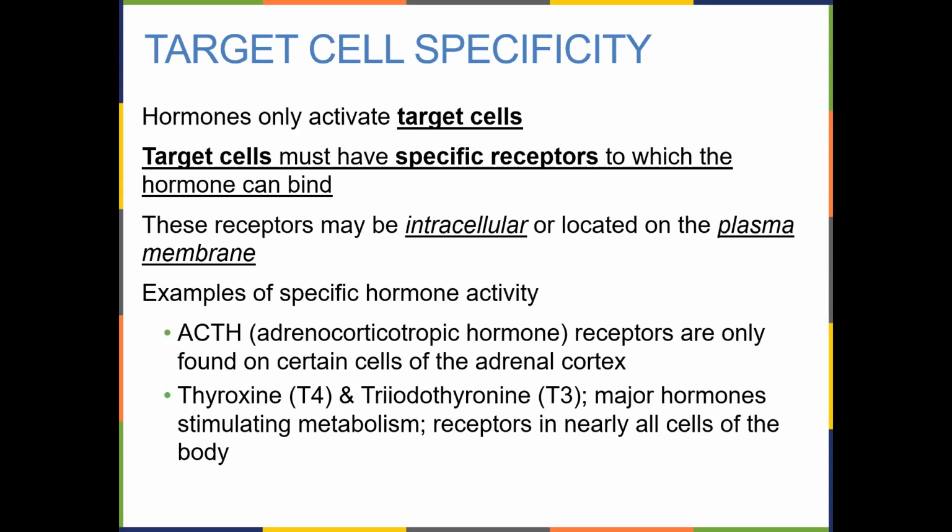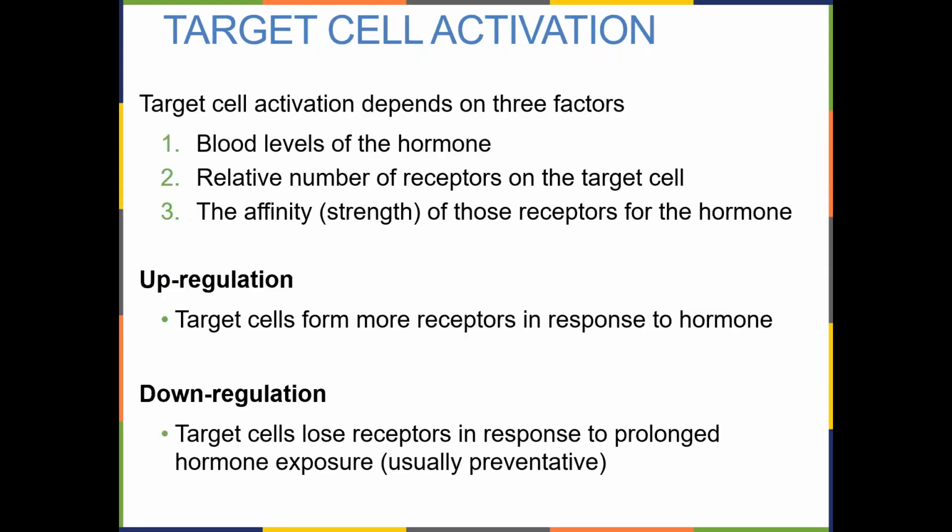Thyroxin, thyroid hormone. Every cell in our body has a receptor site for thyroid hormone. And so every cell in our body is going to respond to that thyroid hormone stimulus. So we have to have specific receptors. Your cells are covered with receptors for different types of hormones. Every cell has thyroid hormone receptors, but not every cell is going to have a receptor for that adrenocorticotropic hormone. Okay.